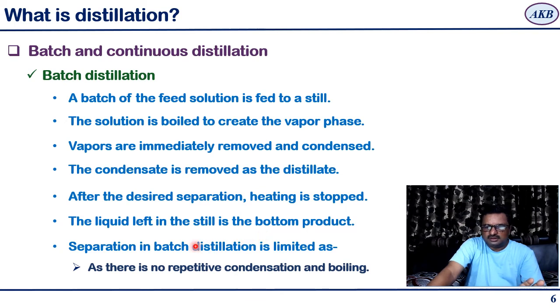Then once you remove the bottom product, the residual liquid, once the residual liquid is removed as bottom product, you can prepare for a fresh batch. A fresh batch of feed solution will be fed to the still, and then the operation will be repeated. Okay, so in this way batch distillation operation is carried out.